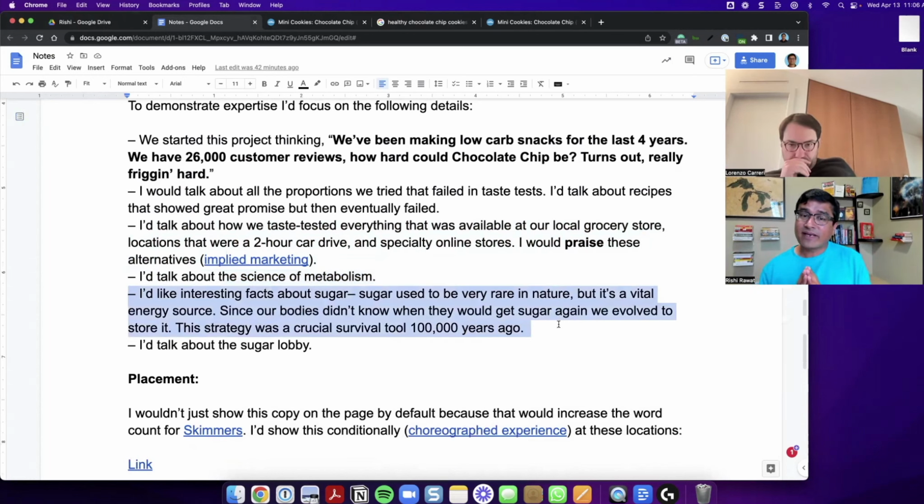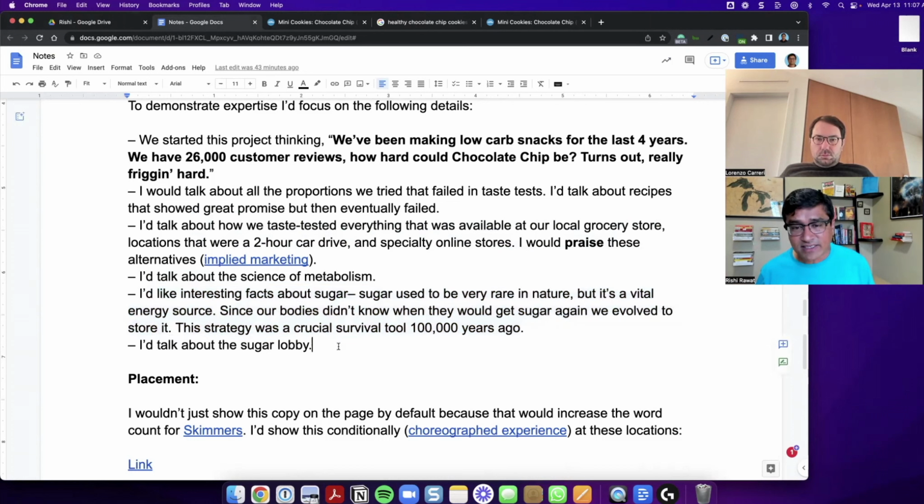Then I would talk about some interesting facts about sugar. One of the facts that I came across is very interesting, which is that in nature, sugar is very rarely available. So our bodies have evolved that when we encounter sugar to consume all of it and to lock that in, because we don't know when we'll encounter it next. Unfortunately, because we do encounter sugar a lot, that sugar is converted into fat. And so I'm going to basically make an argument here for the buyer that this was a very important adaptation technique that we used 100,000 years ago, and it's no longer applicable.